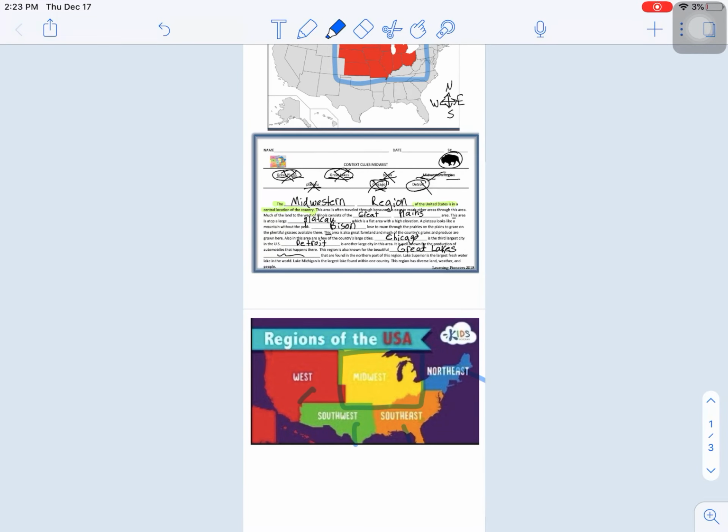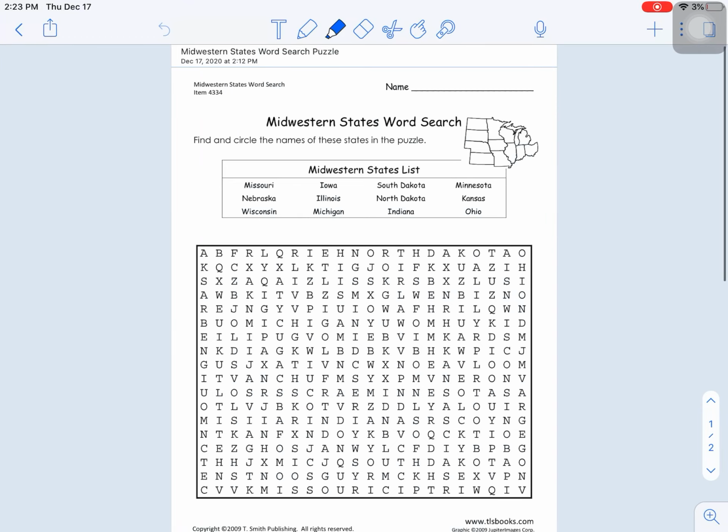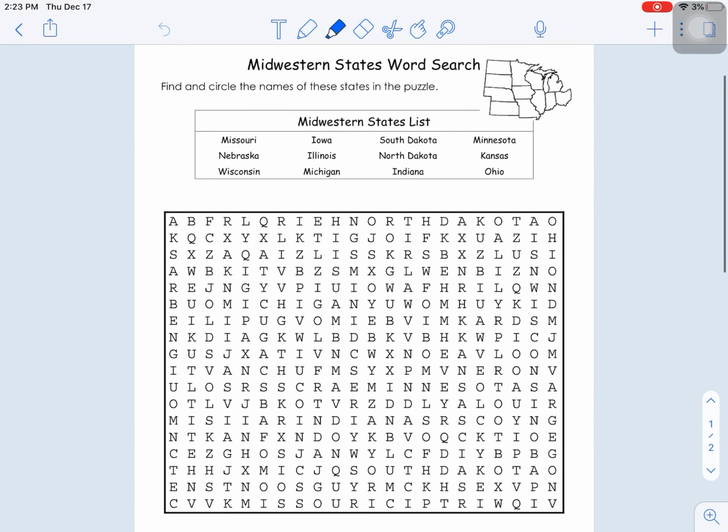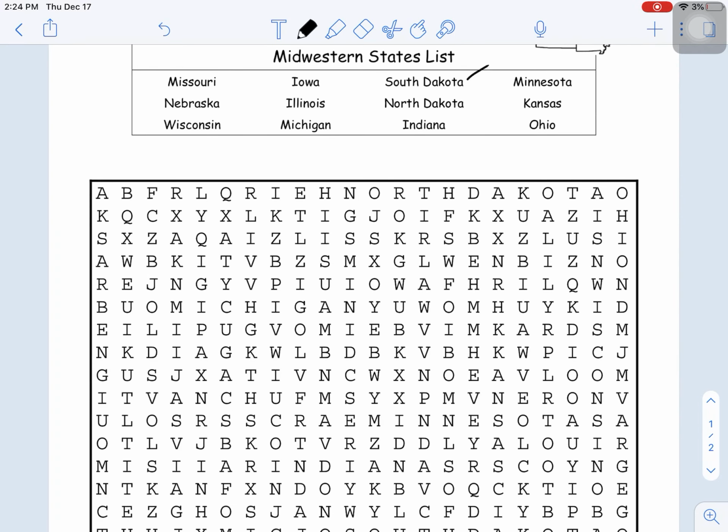All right, you are going to be completing this next activity here. You are going to be completing this word search. Do your best on it. I know there may be some that are hard to find. If you come across a word that has 2 words in it, like South Dakota, I'm going to actually give you that hint, or North Dakota. I'm going to highlight here. There is no space, so it is just North Dakota.